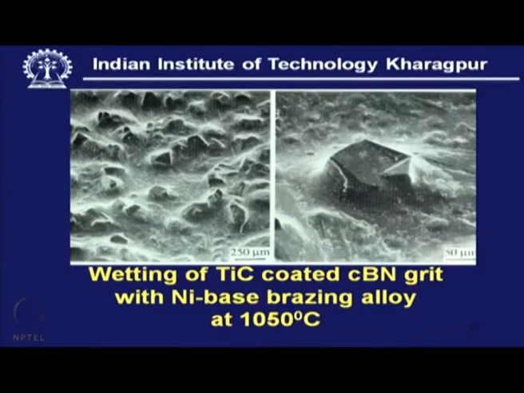This is also one interesting study showing that this TiC coating, which we conventionally use to provide a hard coating on a cutting tool or on the surface of the ball of a ball bearing, can be well used for increasing the wettability of a metal which is otherwise inert and non-wettable towards CBN. Just by putting this TiC coating, this alloy, this liquid becomes wettable.